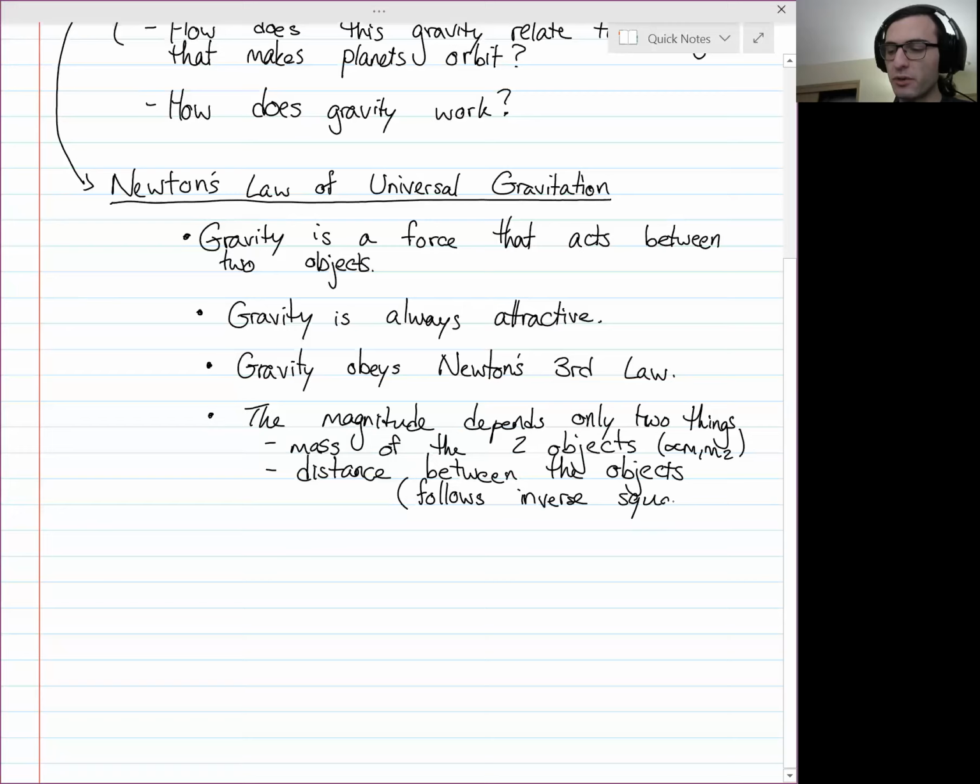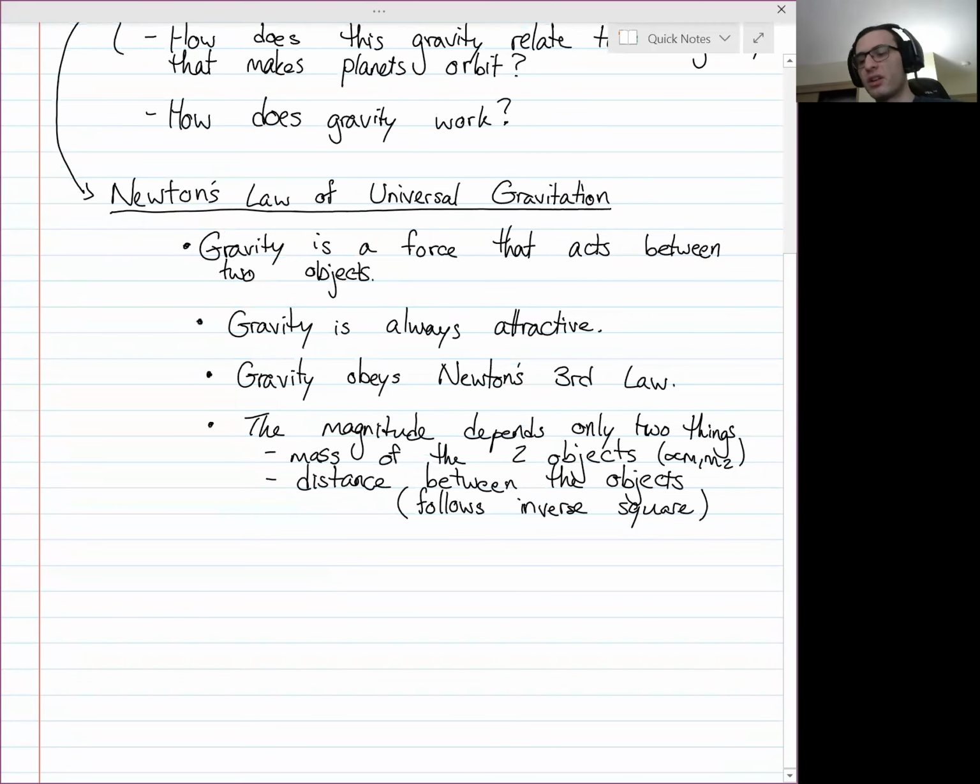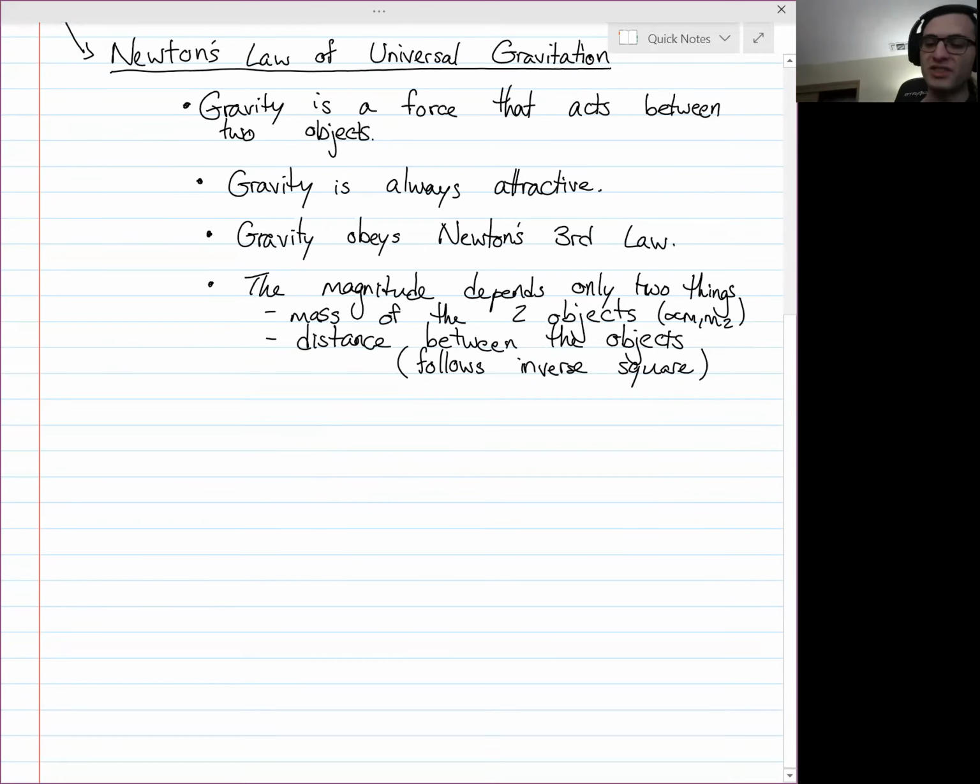So the first one kind of makes sense. If you double the mass of one of your objects, it's going to have double the gravitational pull. If you double the mass of both of your objects, they will have quadruple the gravitational pull towards each other. The distance following an inverse square just means that if you double the distance, the force weakens by a factor of 4. If you triple the distance, the force weakens by a factor of 9, and so on. So there are consequences of these facts.